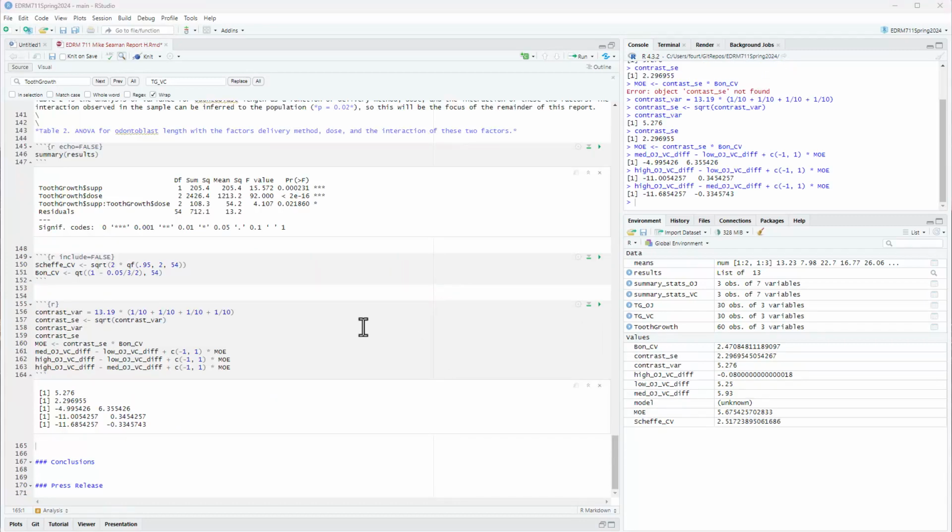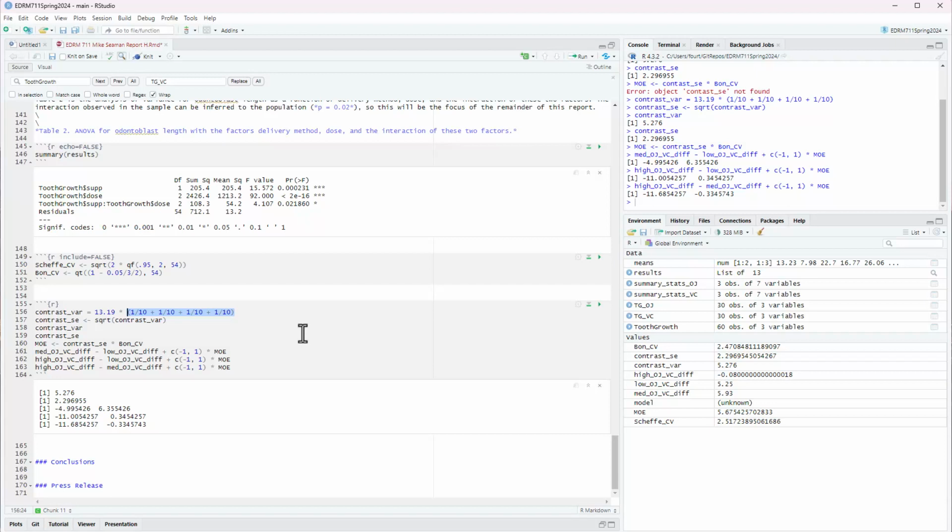So I've entered some more code, and there's a lot going on here, so let's go through it. The first thing I'm doing is calculating the variance of my contrast. In order to calculate the variance of my contrast, I need to take the mean square from the residual, and I need to use the weights of the contrast divided by the number of guinea pigs in that cell. So we have 4 cells involved in every single tetrad contrast.